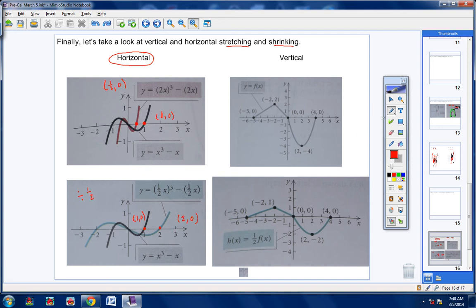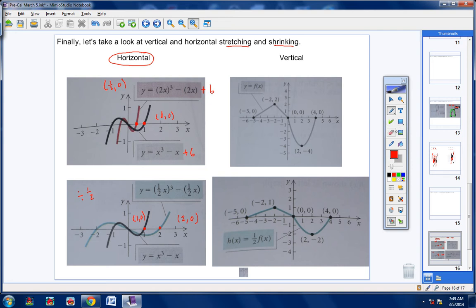So how do we know we have a horizontal stretch or shift? When a number is multiplied directly to all of the x's in the function. Remember, if there would have been a plus 6 right here in the original function, up here you would have plus 6. You would not have anything being multiplied by it.